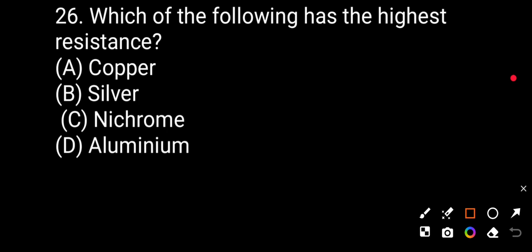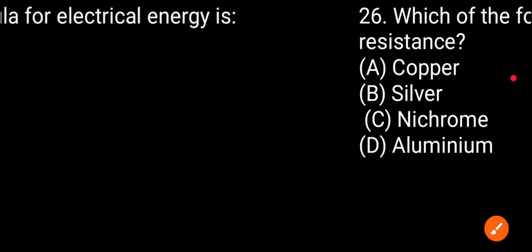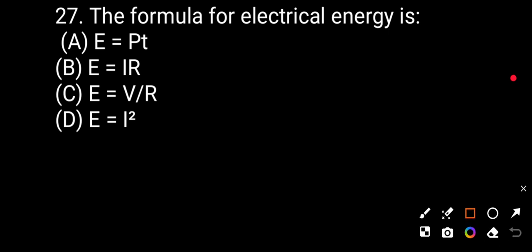Question number 26. Which of the following has the highest resistance? Copper, silver, nichrome, aluminum. The correct answer will be C, nichrome. Nichrome has the highest resistance. Question number 27. The formula of the electric energy is given by E is equal to Pt, E is equal to IR, E is equal to V upon R, E is equal to I square. Correct answer will be E is equal to Pt. Option A is correct.